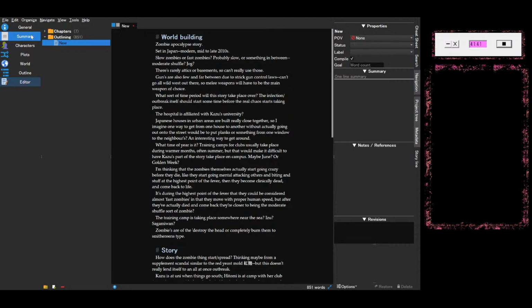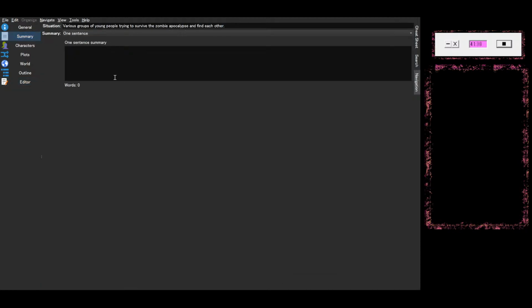I'm going to go over here to summary. So in manuscript, there's a separate section, but you don't need that. You can just keep writing in a separate document. And so this is where, on the very first day, I wrote my premise, basically the situation, the what if, which was basically just groups of survivors. They try to survive and find each other or whatever.